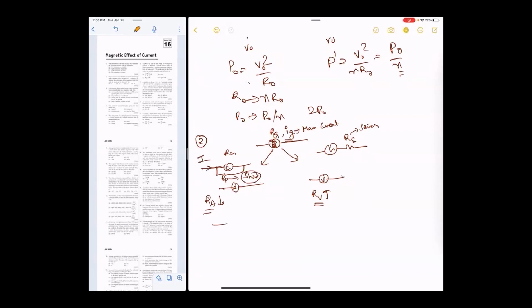So what happens? The circuit diagram I am drawing is Rp in parallel. I is coming, Ig should go in. So the formula, when two resistances Rg and Rp are connected in parallel, Ig is equal to Rp by Rp plus Rg into capital I.